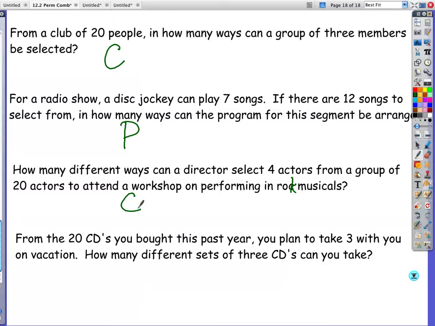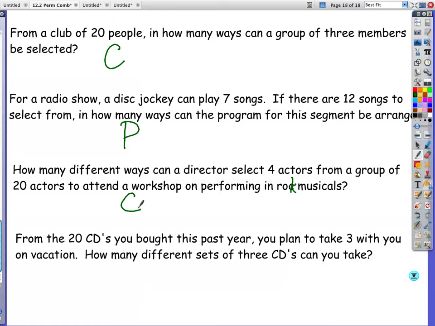And the last one, from the 20 CDs you bought this past year, you plan to take 3 with you on vacation. I actually had to ask one of my other classes, do you guys really buy CDs anymore? And evidently, according to my whatever hour class it is, you do. So 20 CDs you bought this past year, you take 3 with you on vacation.